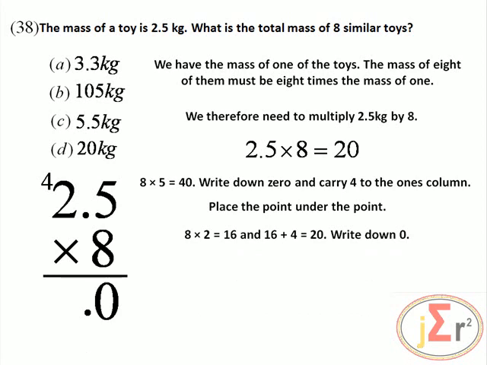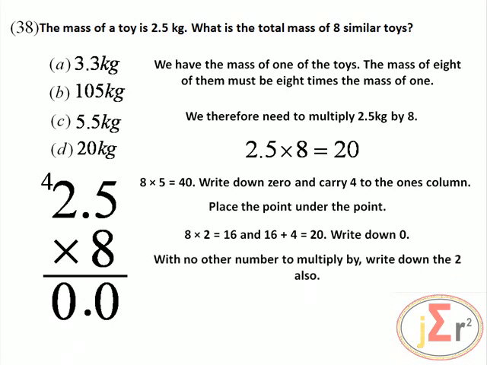So we write down the entire 20. Well, we eventually will write down the entire 20. But let's do it in some order. 0 and carry 2. But there is no position to carry the 2 to. So with no other number to multiply by, write down the 2 also. So there you go, 20. Of course, this 0 that we have here coming after the point is insignificant, and we may say just 20. So the answer is 20 kilograms, and it is option D.